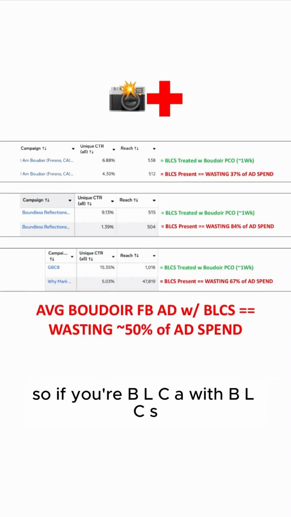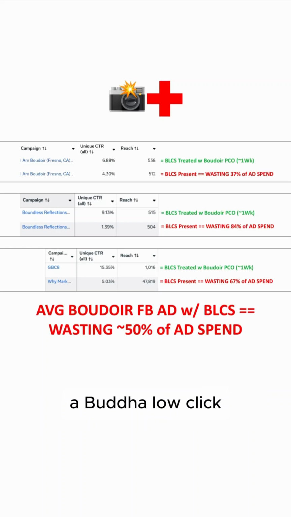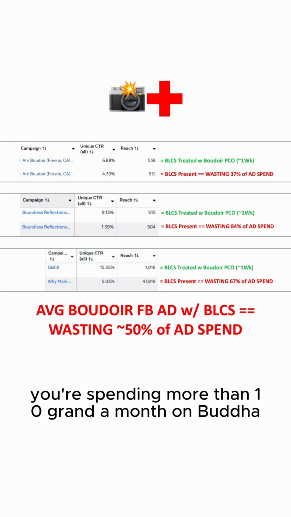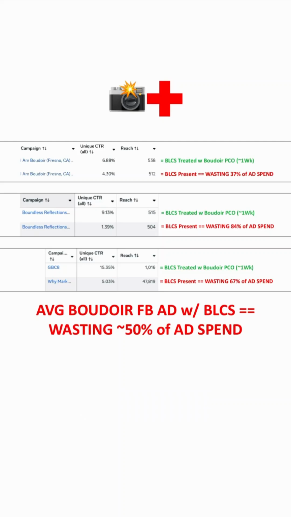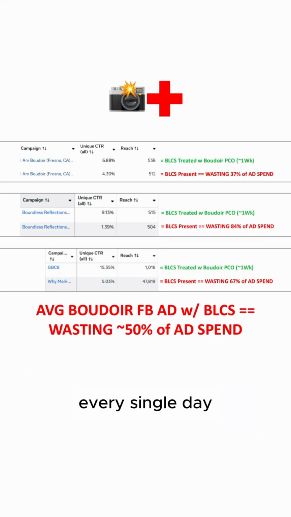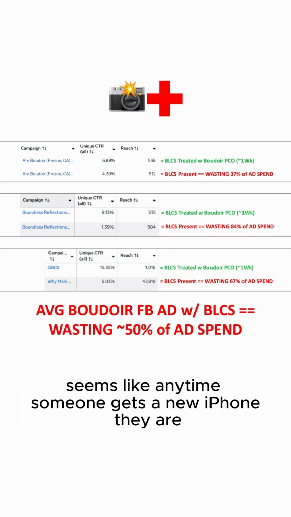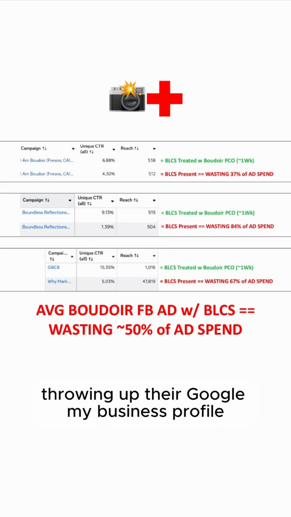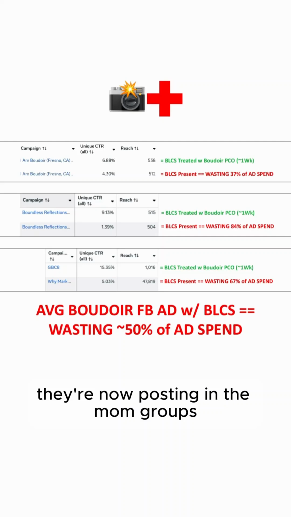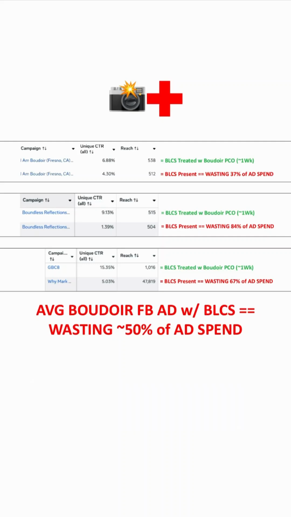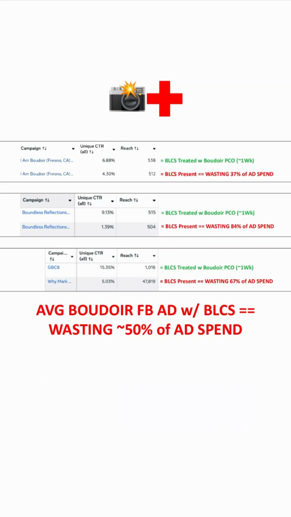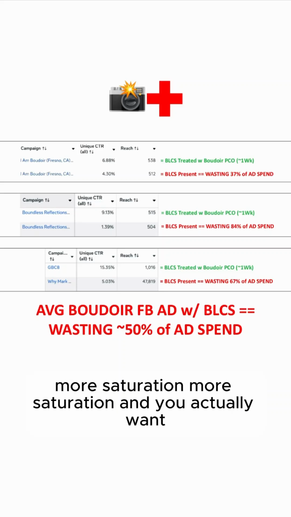So if you're a BLCA with BLCS, a Boudoir low-click advertiser with Boudoir low-click syndrome, and you're spending more than 10 grand a month on Boudoir Facebook ads, and you're looking at the marketplace, seeing more Boudoir photographers entering the market every single day. Seems like anytime someone gets a new iPhone, they are throwing up their Google My Business profile, saying they now offer boudoir shoots, or if they get a new camera, they're now posting in the mom groups, saying they now offer boudoir shoots. So you see more boudoir photographers in the market competing for the same number of buyers. So more saturation, more saturation, more saturation.